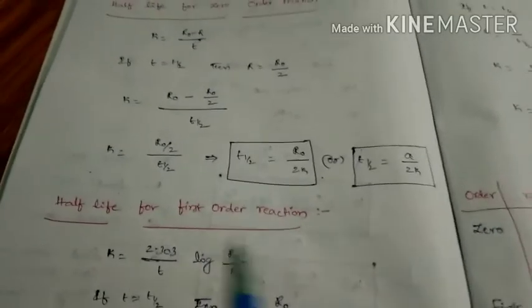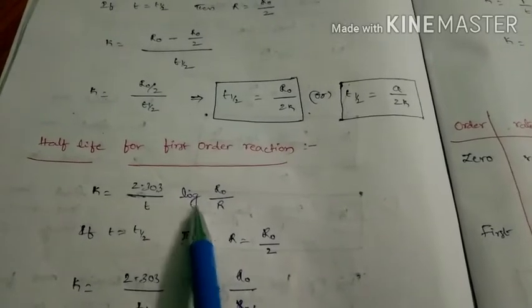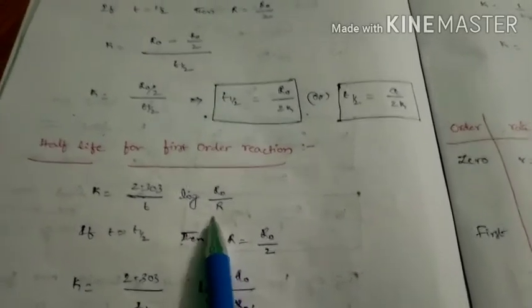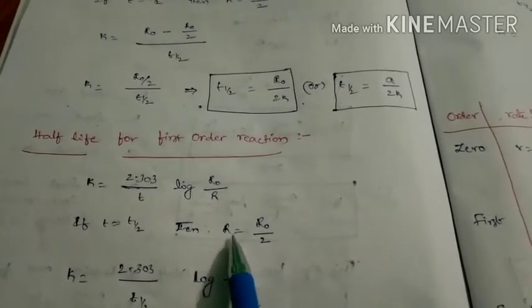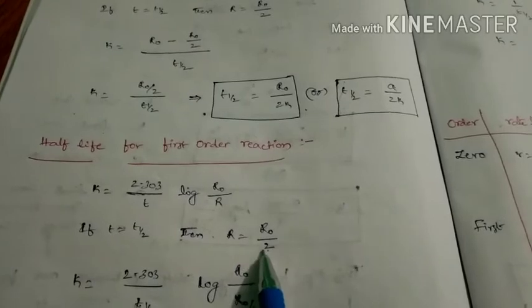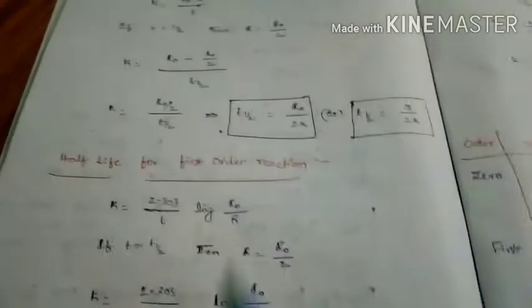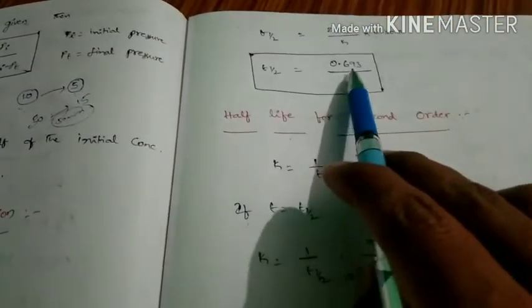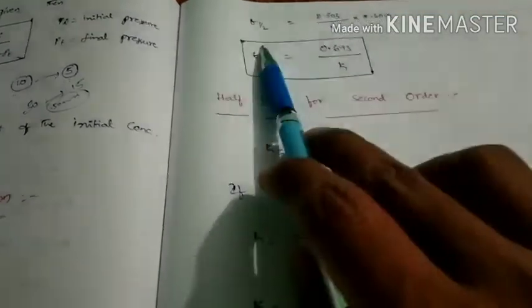Next one, half-life for first order reaction. We take the first order reaction, that is K equal to 2.303 by T log R naught by R. This is the first order rate equation. Here, when final concentration is exactly equal to half of the initial concentration, then time is equal to T half, just like here. If you substitute these values, we get T half equal to 0.693 by K. So this is the half-life of first order reaction.